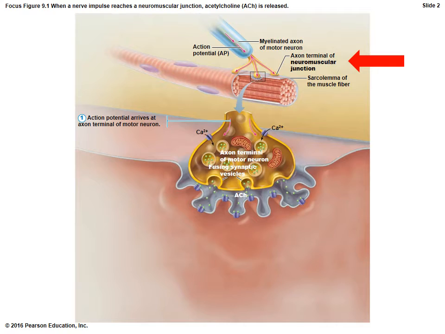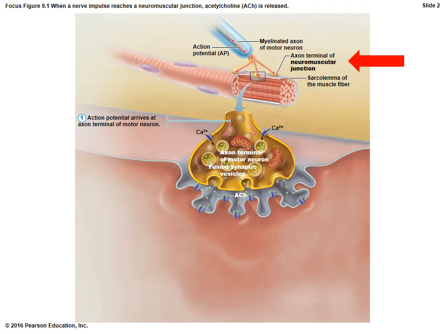Now, to start off the process of getting your muscle to be contracted, you might recall from one of the first few slides in this presentation that you require a nerve signal. So what we're seeing here for step number 1 is that the action potential will arrive at the axon terminal of the motor neuron.